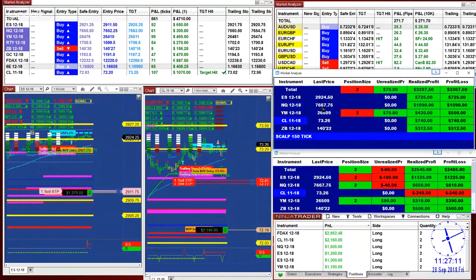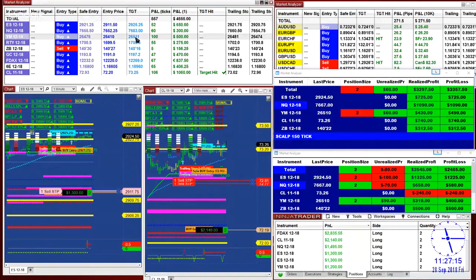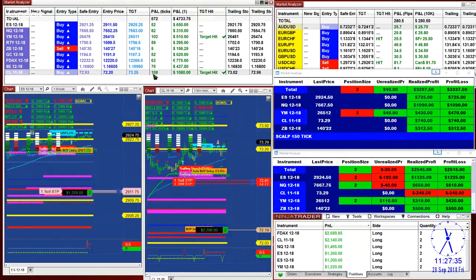We hit 100 ticks on the YM, 58 ticks on the NASDAQ, 51 ticks on the ES, and CL, 106 ticks on the CL, and on the 30-year treasury bond, 5 ticks. Don't spend it all in one place.